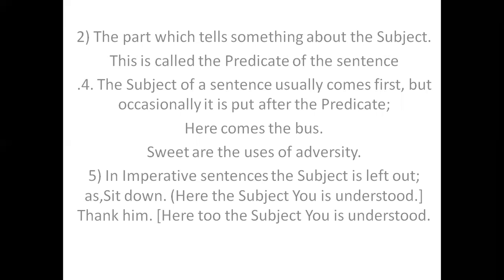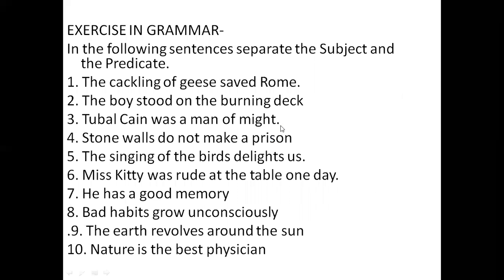In imperative sentences, as I said the first time, there are four types of sentences. In imperative sentences, that is suggestions, commands, requests, orders, the subject is left out, as in Sit down, Get out. Here the subject you is understood. Sit down means you please sit down. Thank you means I am thanking him. Here too the subject you is understood. Got my point? What I want to say is the sentence is divided into two parts, that is subject and predicate.